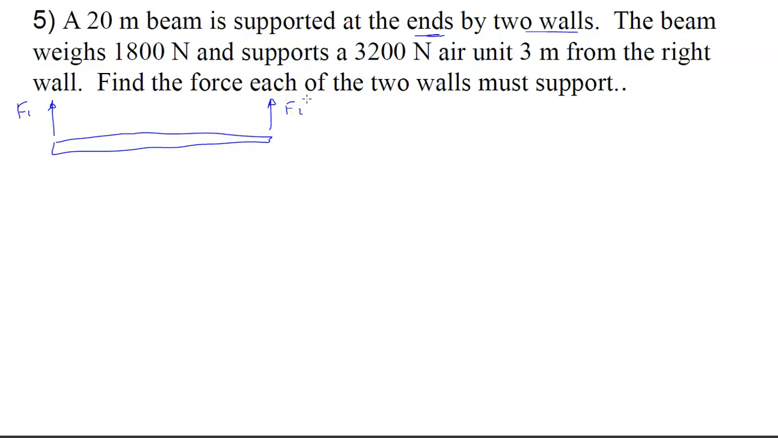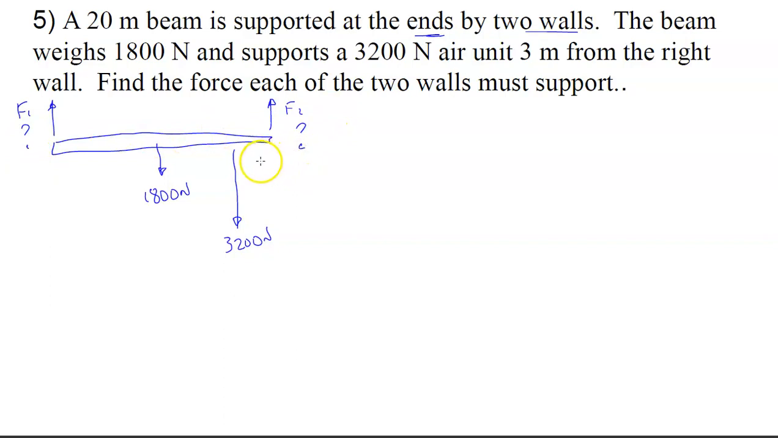The walls push up. The beam weighs 1,800 newtons, so that's going to be straight down. And that acts right in the center. And then there is an air unit, an air conditioner, some kind of big heavy thing, 3,200 newtons, 3 meters from the right wall. Here's the right-hand wall. Come back 3 meters and put in your other force right there. 3,200 newtons is that one. Okay, how strong do the walls have to be here? Would be the big question. So we're looking for F1 and F2.